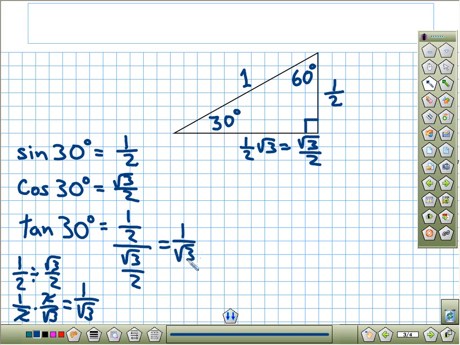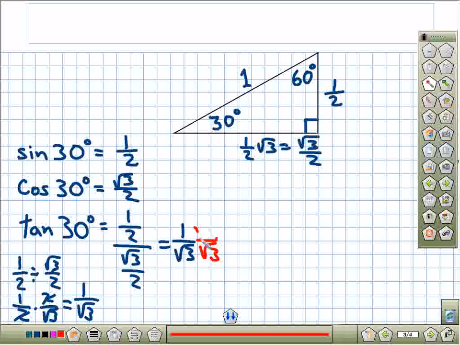Now, a lot of times you won't see it written that way, 1 over the square root of 3, because on many occasions we like to rationalize the denominator. If we have an irrational number in the denominator, we like to rationalize it. Does anyone remember how we do that? How we get that square root of 3 out of there? That's right. Multiply the top and the bottom by the square root of 3, and that will fix the situation that we had here.